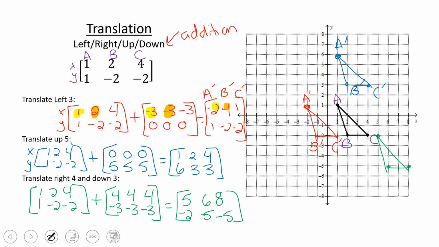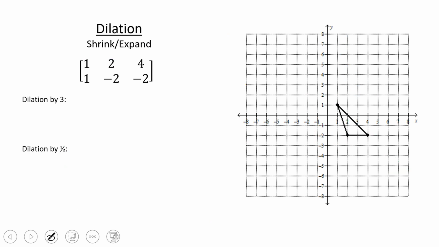So anytime you have translation, you're going to show me with matrices that you are adding either to the x values or y values or adding negatives to make it move left or down. Now for dilation, dilation is like a shrinking or expanding. For these, this is multiplication. And for dilation, you're going to use scalar multiplication.